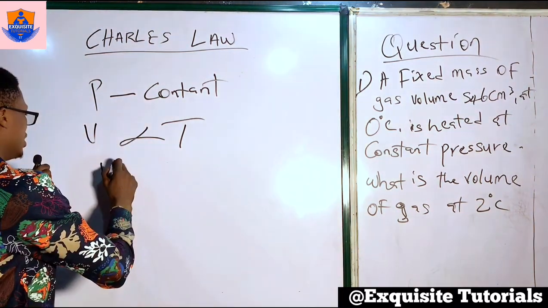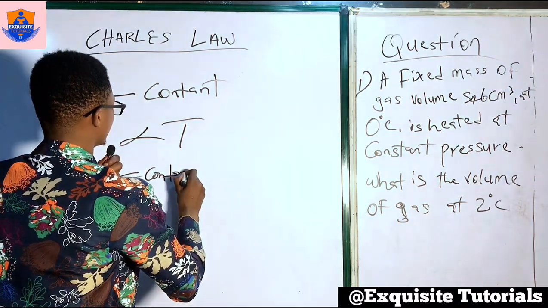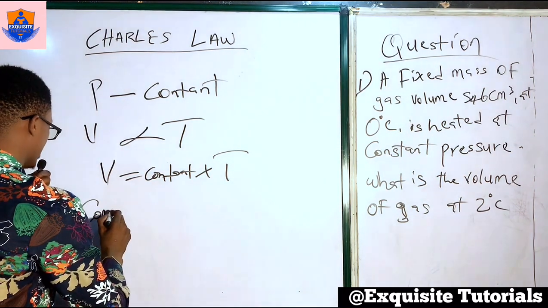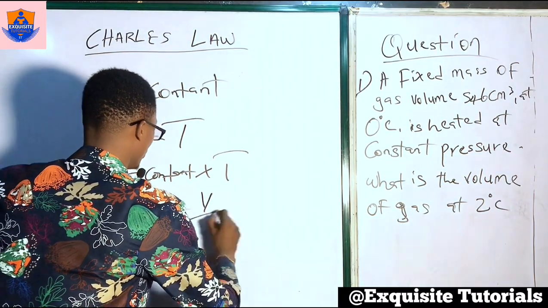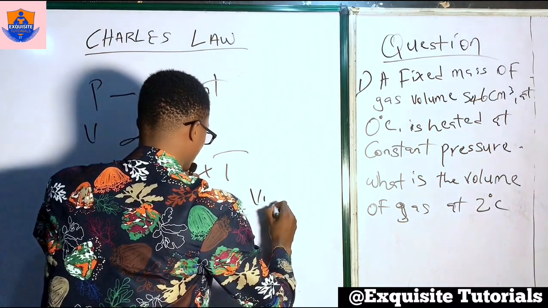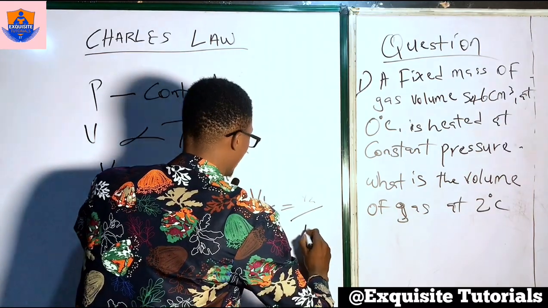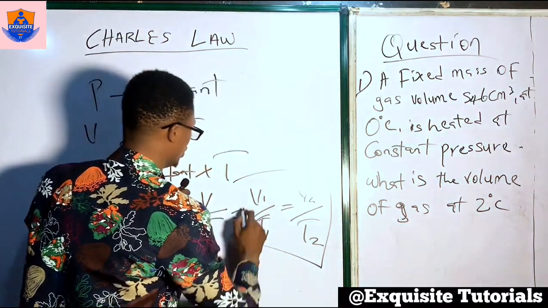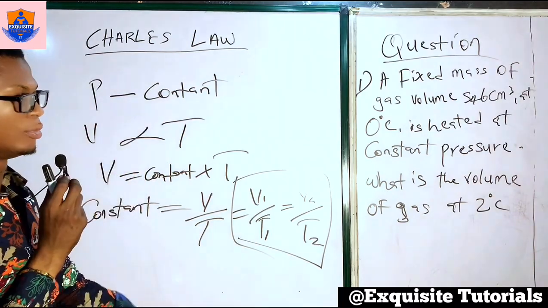And this means that volume is equal to a constant times temperature, which means that the constant is equal to volume over temperature. So V1 over T1 is equal to V2 over T2. This is what Charles' law is all about. Just have this equation in your head. Once you have this equation, you can solve every problem on Charles' law.